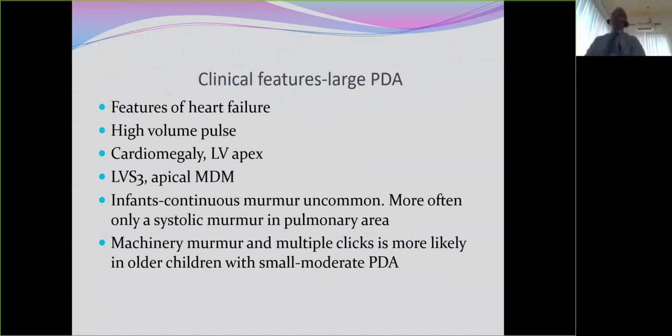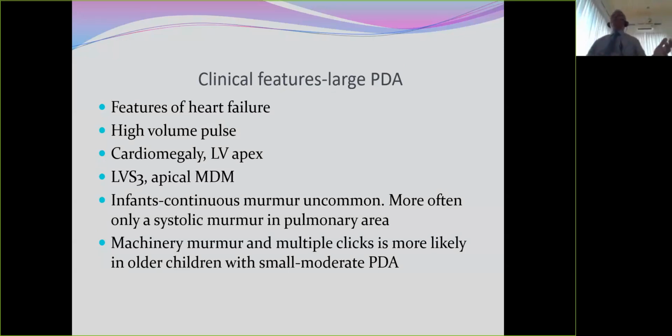So what are the clinical features of a large PDA? Features of heart failure. The baby is failing to thrive. The baby has recurrent respiratory infection. The baby has feeding difficulty. Resting respiratory rate may be faster. All these would be the features of heart failure in infancy. When you examine the baby, the pulses are striking. They are high volume. I would always say, look at the pedal pulses. If they are bounding, very likely you are dealing with a ductus in an infant.